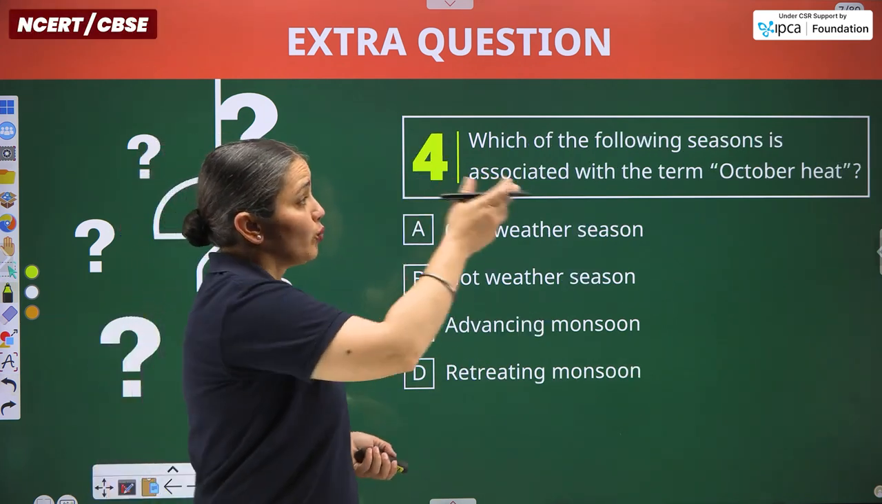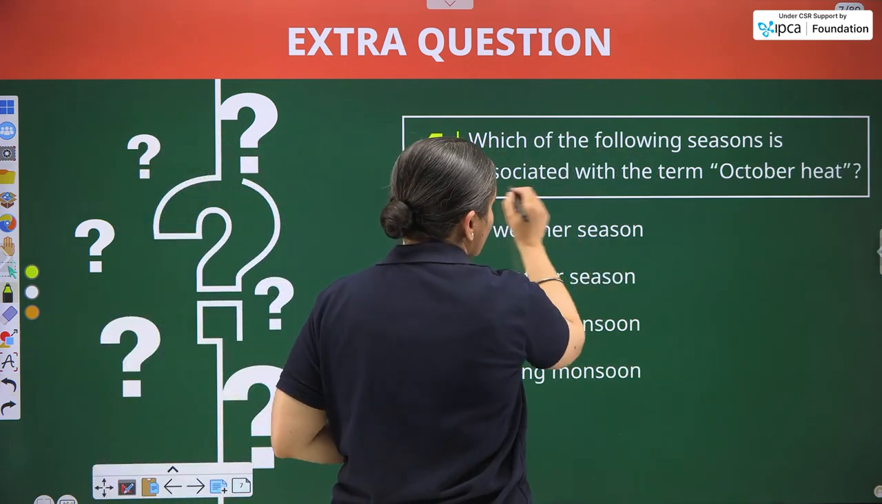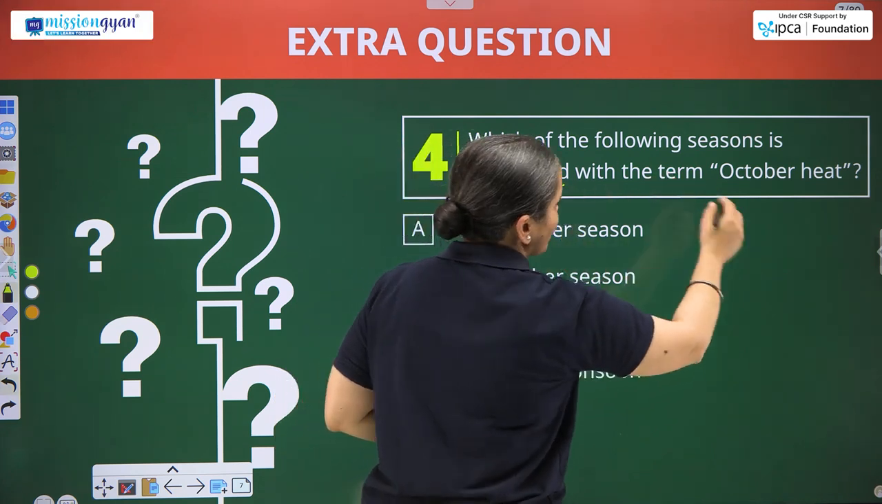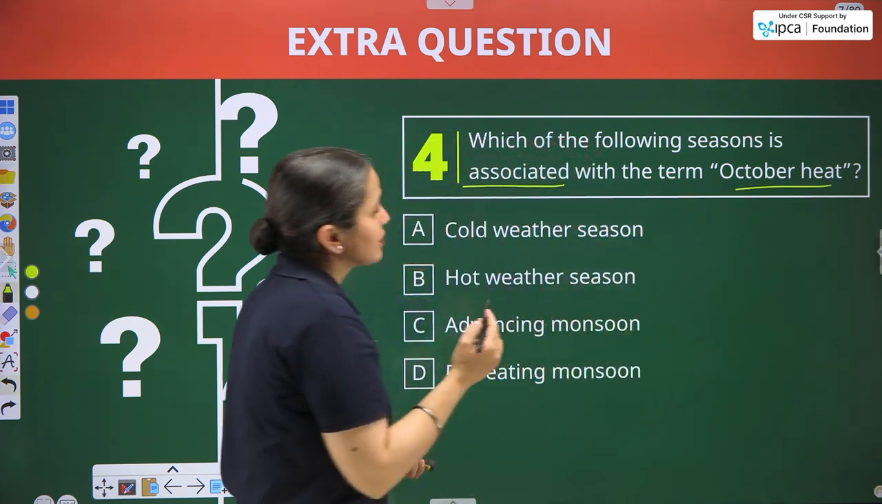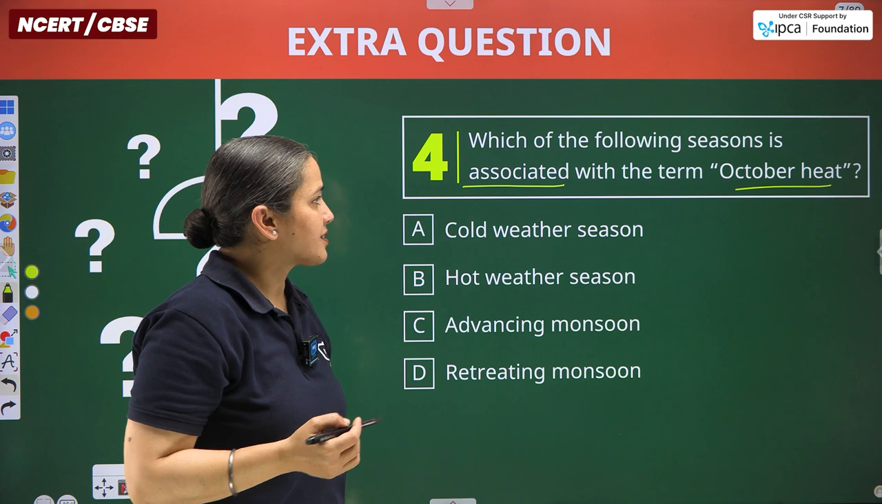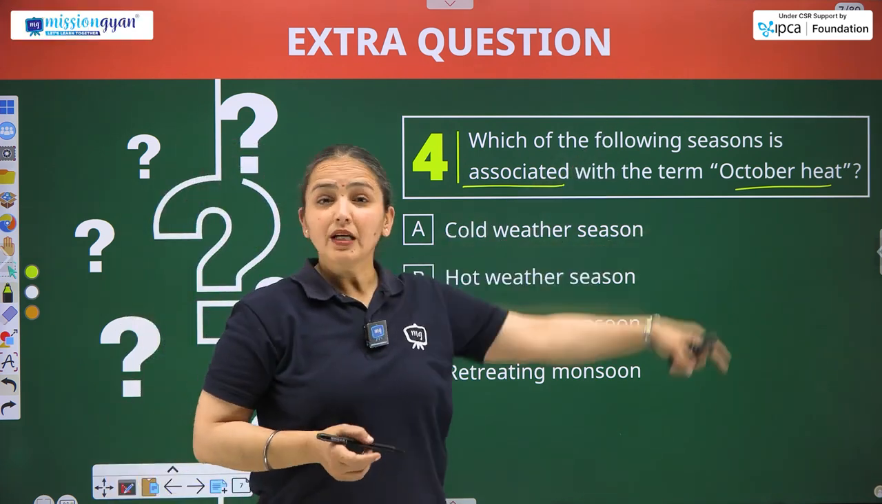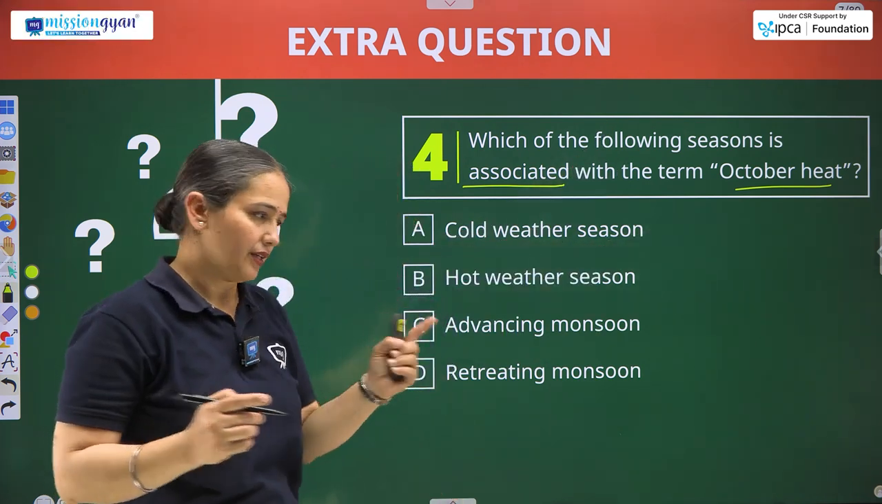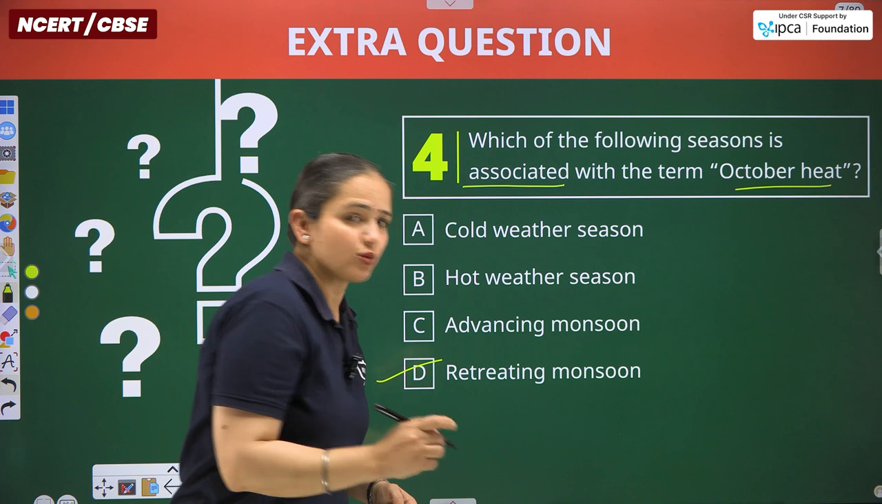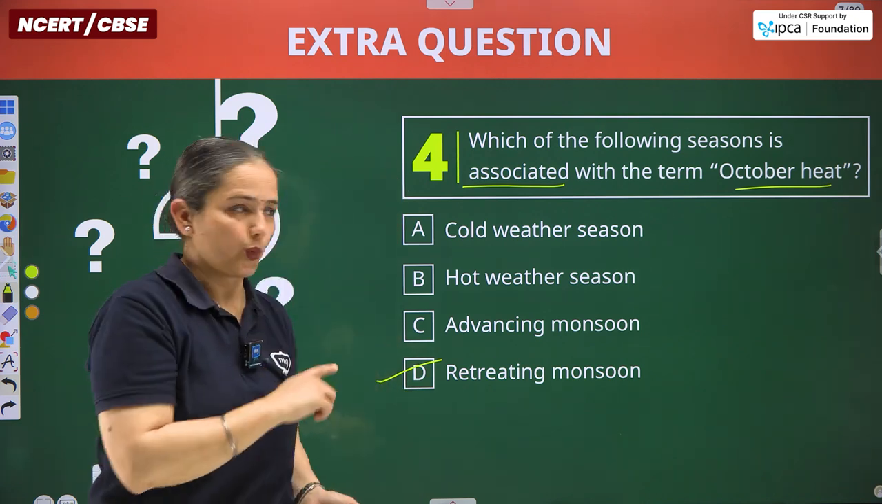Next question, which of the following season is related with the term October heat? We have to identify the season. So October month comes in which season's part? It comes for retreating monsoon. Just now I have told you in the prior question.